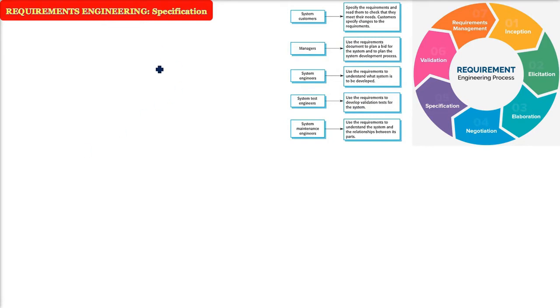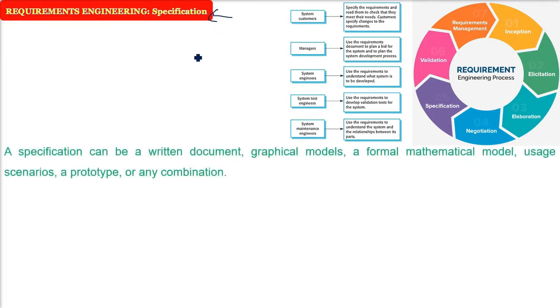The next task in requirement engineering is specification. Specification is mostly a written document where both parties agree. So the specification can be a written document, where we have a proper SRS IEEE number. Then we can have a graphical model, like a pie chart or graph chart, or a formal mathematical model.